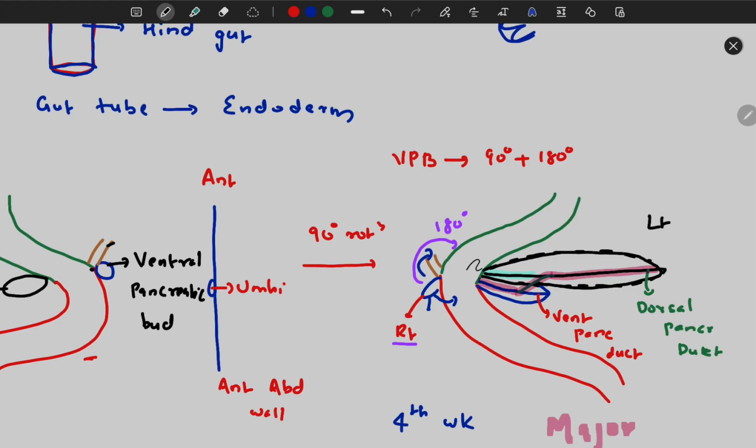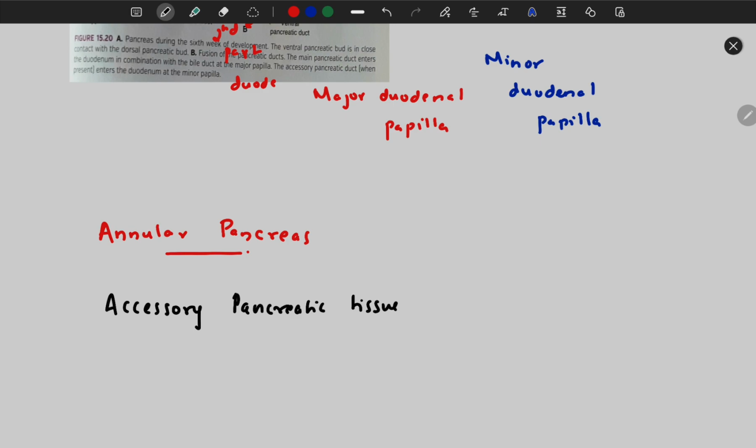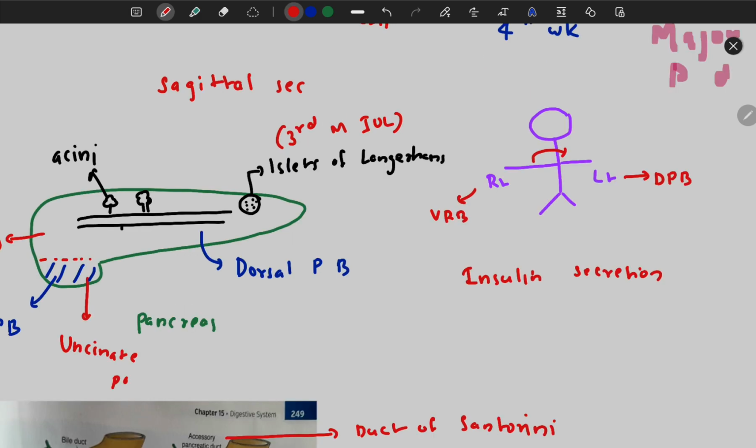Sometimes accessory pancreatic tissue may be seen in the walls of the duodenum, or near the gallbladder, or sometimes it can be incorporated in the Meckel's diverticulum. So the annular pancreas and the accessory pancreatic tissue are the two most commonly seen anomalies in the development of pancreas. A few one-liners: the islets of Langerhans are found in the third month of intrauterine life, but the insulin secretion happens at the fifth month.